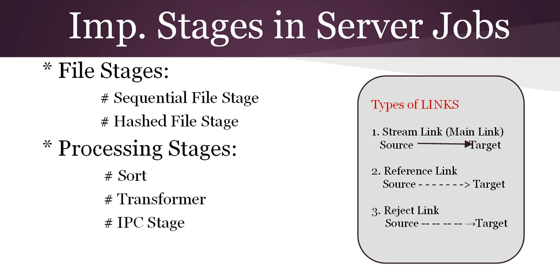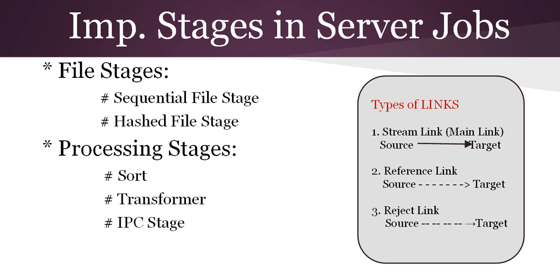Before going into the Designer client and designing some jobs using the sequential file stage, there is another important thing I need to tell you. While we design jobs, there are different types of links. The first one is the stream link or the main link, which is a solid line. Through this link, the data flows from one stage to the other stage.